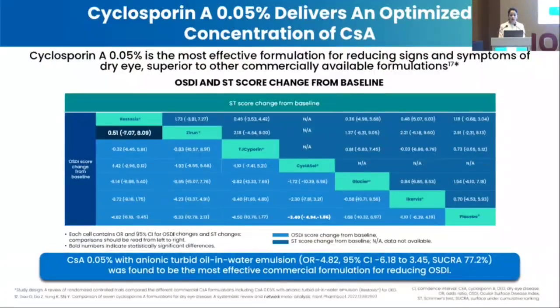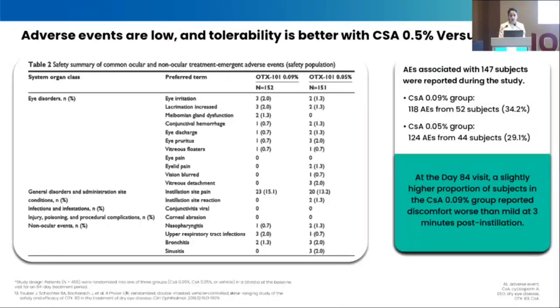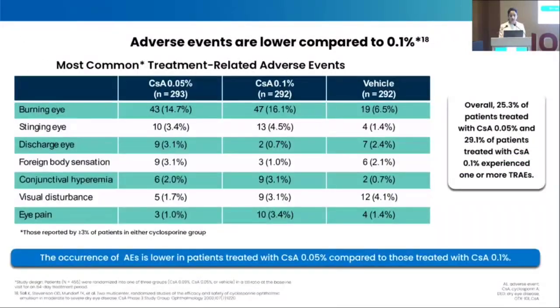So cyclosporin A 0.05%, as compared to what we have now, 0.09%, 0.1% coming up. So this is an optimized concentration. It reduces your stinging and all the other factors which cause non-compliance towards cyclosporin. So adverse events are low and tolerability is better.